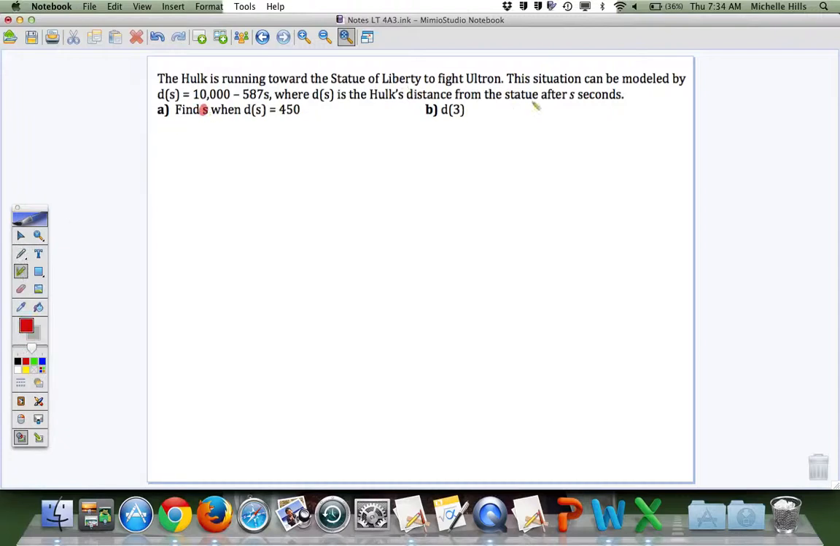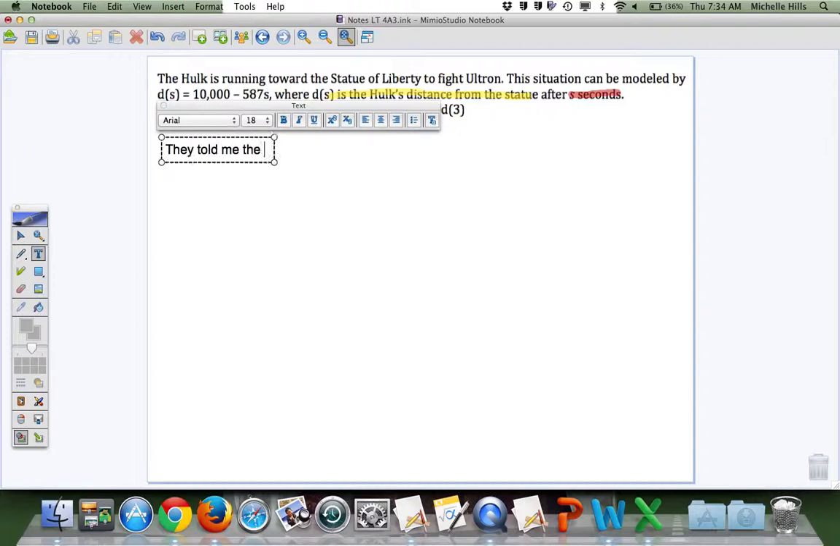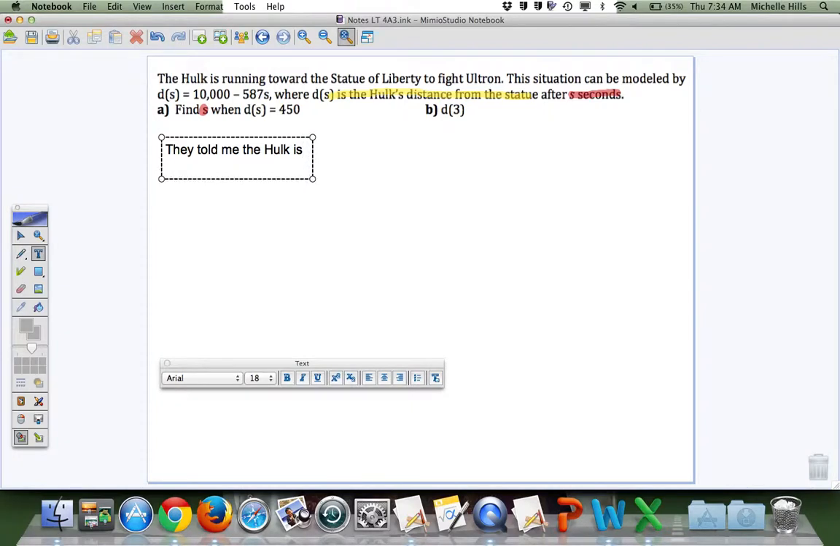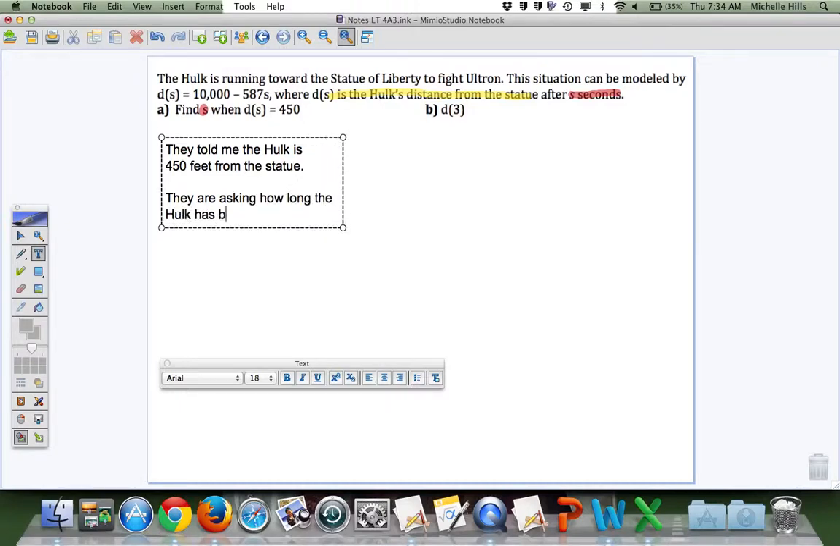Find s, which means they did not give me s. They did not give me the number of seconds, which means what they gave me instead was the Hulk's distance from the statue. They told me the Hulk is, I really hate how that goes right above there and I can't see anything, 450 feet from the statue, and yes, this should be feet as well. They are asking how long the Hulk has been running. So how long has he been running towards the statue if he's only 450 feet away now?